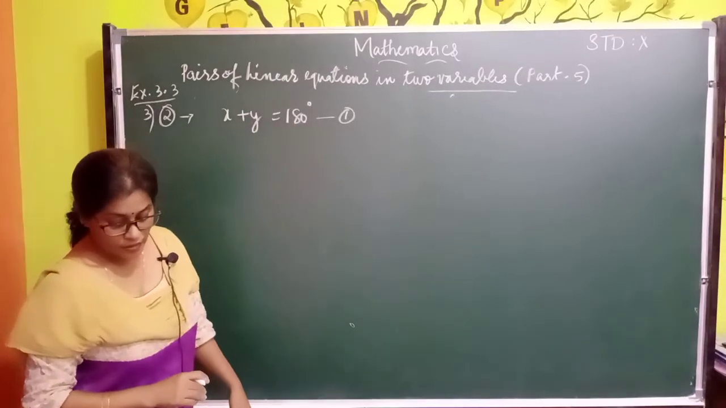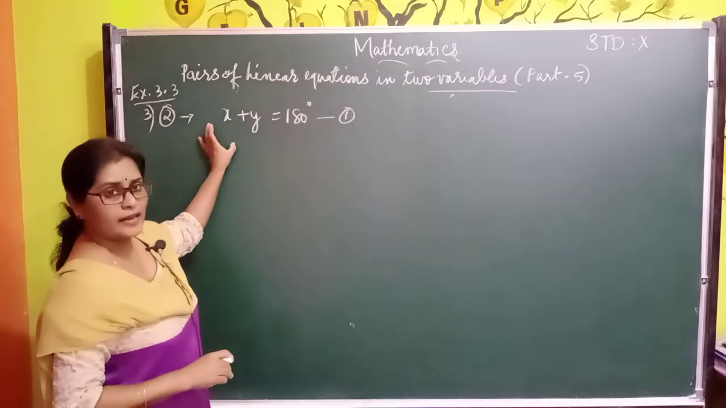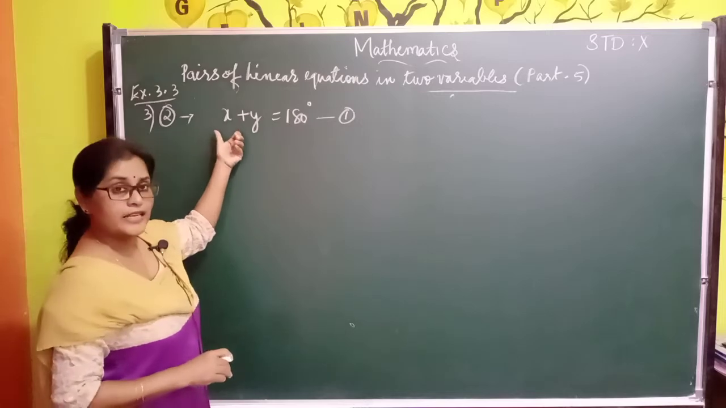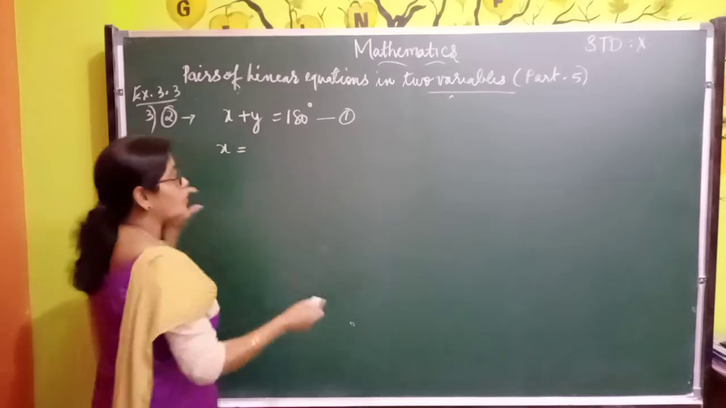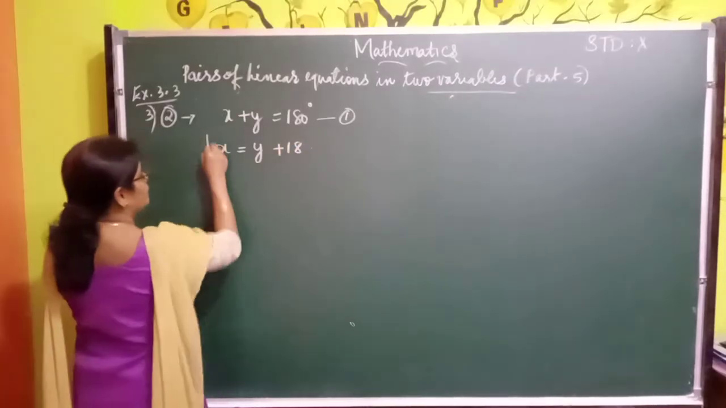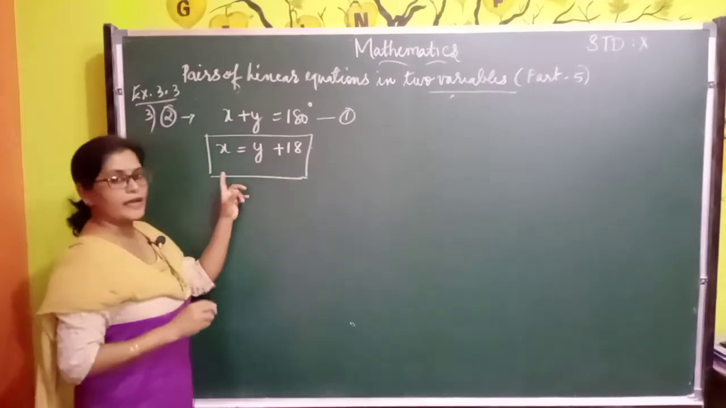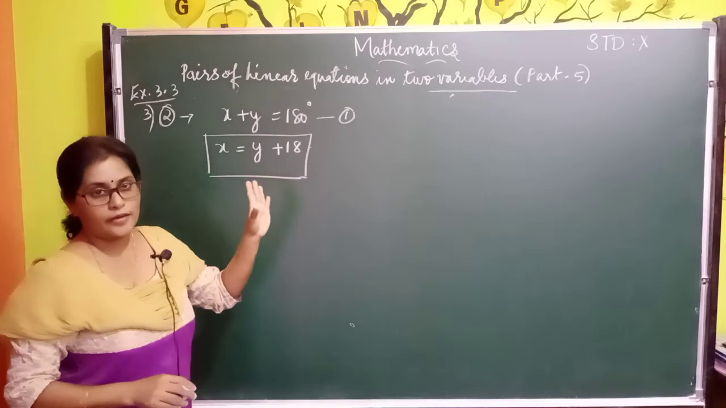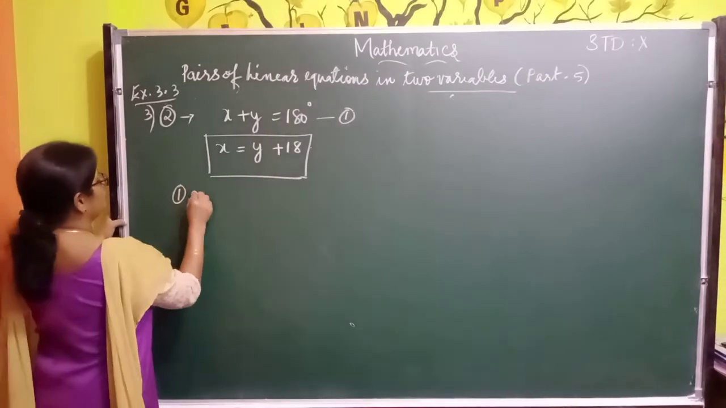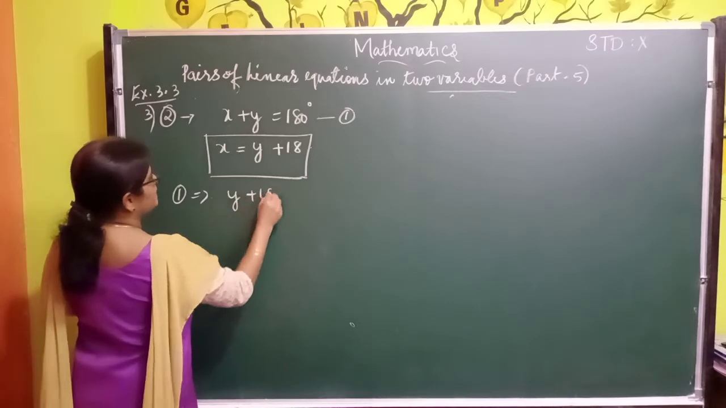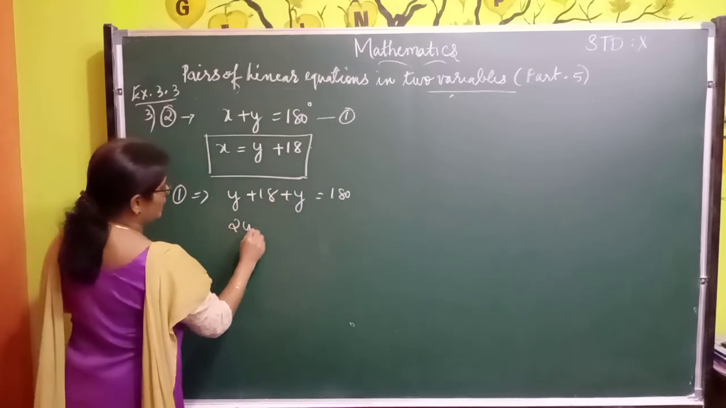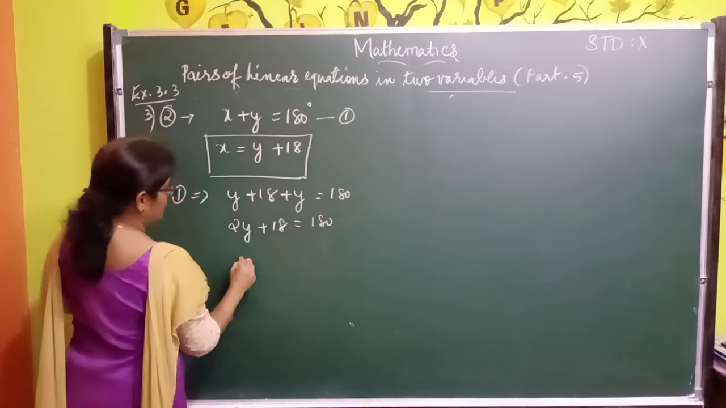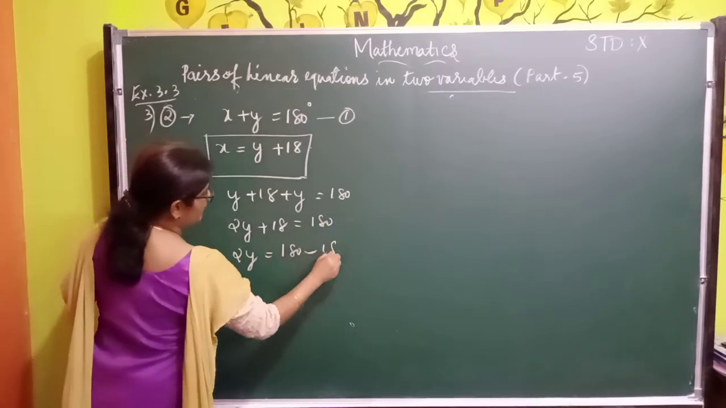Now, larger angle. I have taken x as the larger angle. The larger angle exceeds the smaller by 18 degrees. So x is equal to y plus 18. Now, equation 1 becomes y plus 18 plus y is equal to 180. 2y plus 18 is equal to 180. 2y equals 180 minus 18.